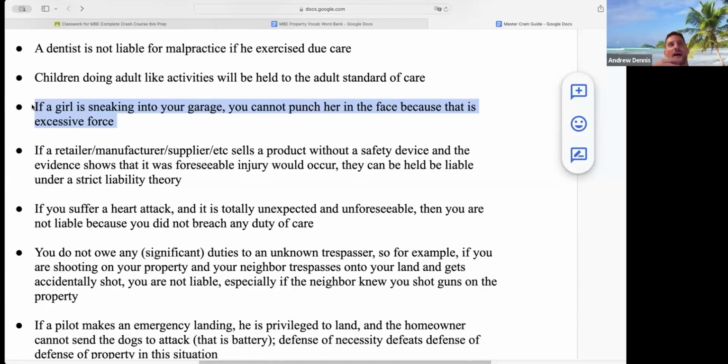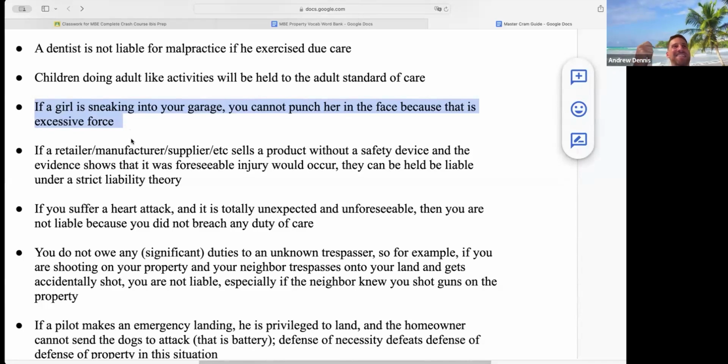So this is a more comprehensive cram guide. And then my other point was, Ali said, does this question really need to go on the cram guide? Like, isn't that super obvious? And I said to her, you would be surprised how many people get this question wrong. This is the question where people think that it's valid defense of property. The girl is sneaking into your garage, so you go punch her in the face, that's cool.